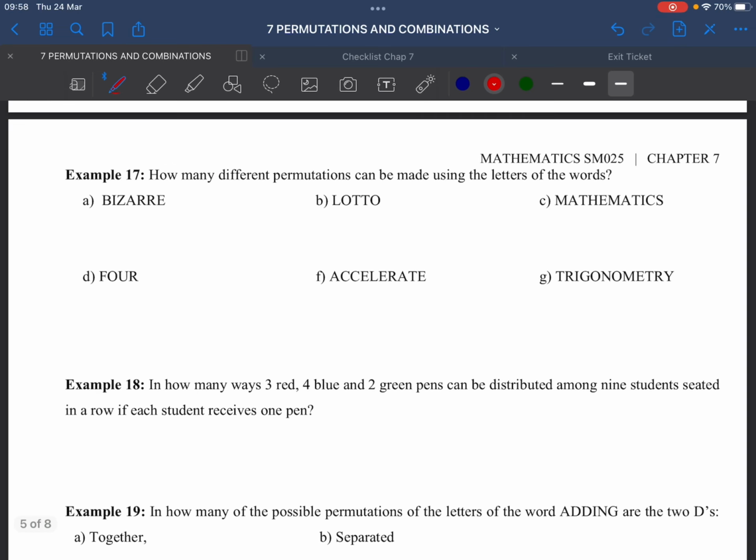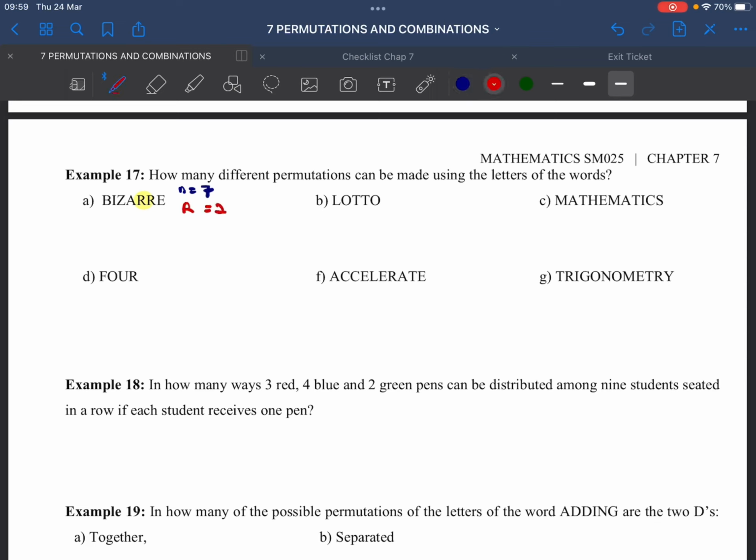Let's see example 17. How many different permutation can be made using the letters of the word bizarre? So kira berapa banyak huruf bizarre? Ada 7. N is equals to 7. Ada berapa? 1, 2, 3, 4, 5, 6, 7. Okay, but as you can see from here, R di situ ada 2. Okay, ada 2 R. That means your R kecil sama dengan 2 lah.